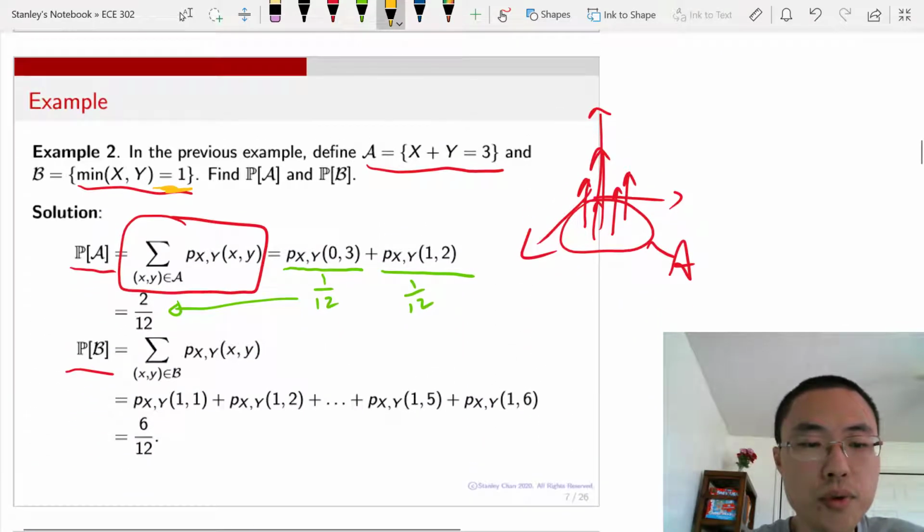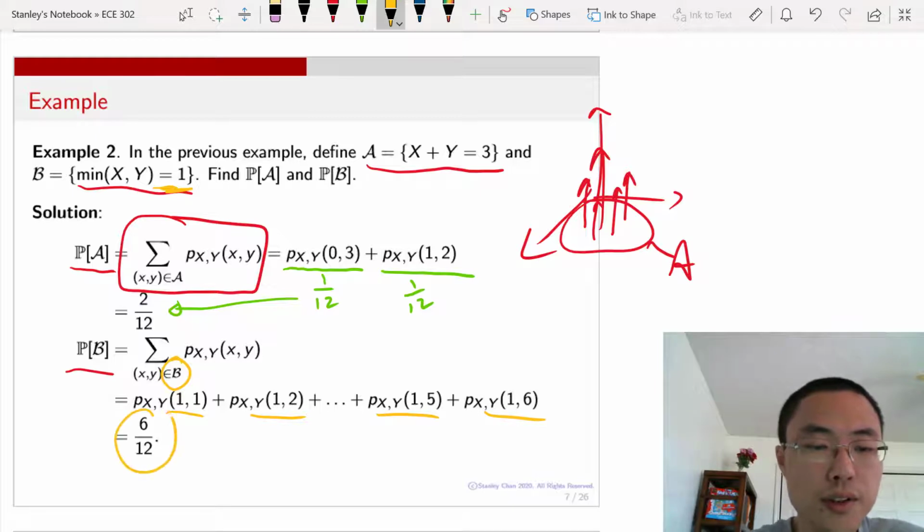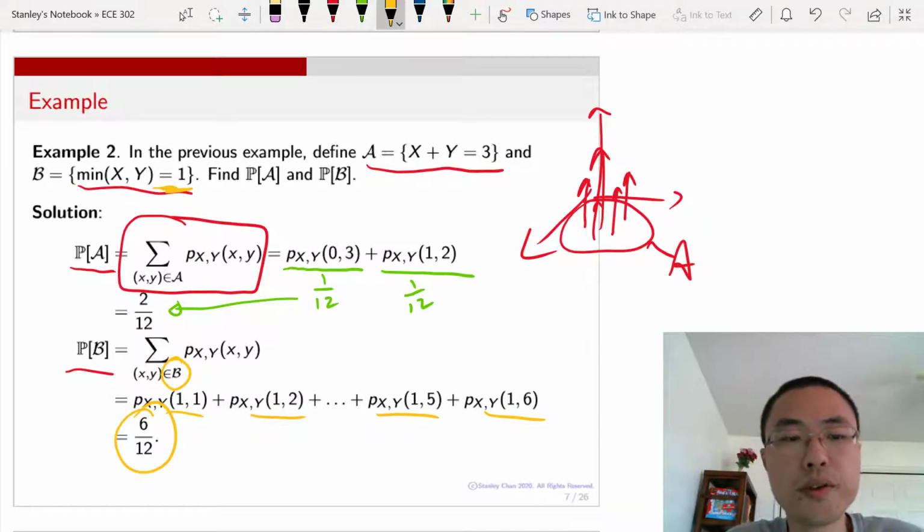All right, and therefore, this event set B will contain all the coordinates that contain 1 through 6 for the y, and 1 has to go to the x. And so you sum all these numbers up, you have this 6 over 12. That is your probability of getting B.